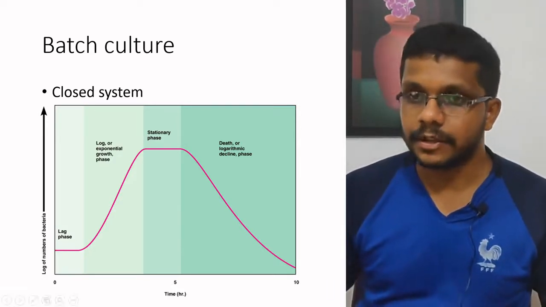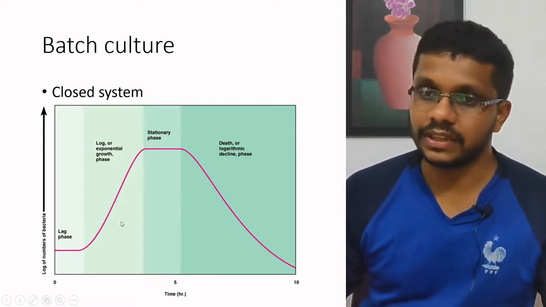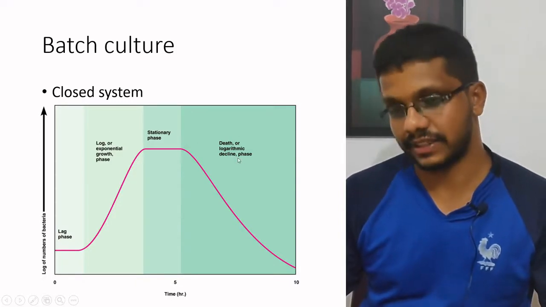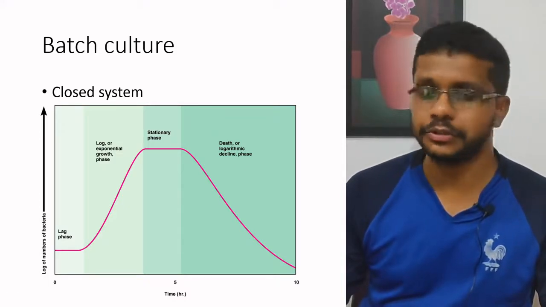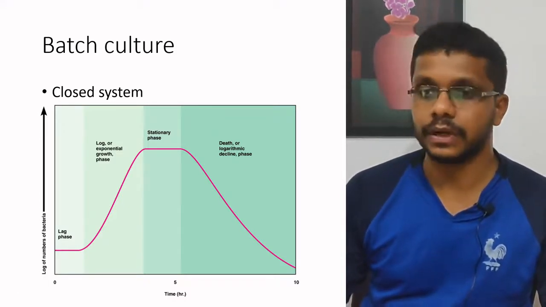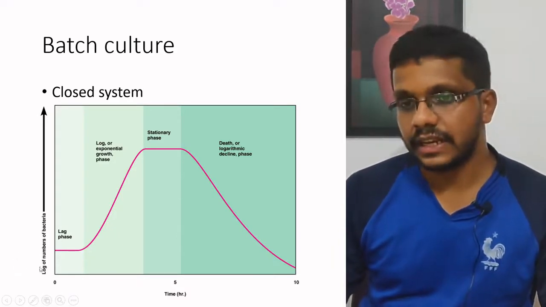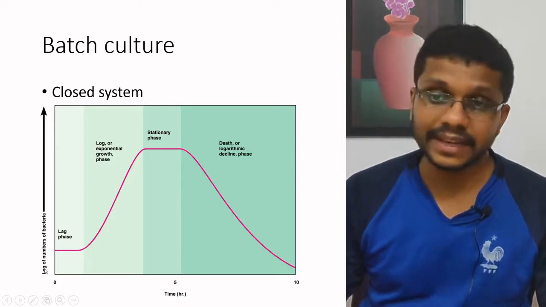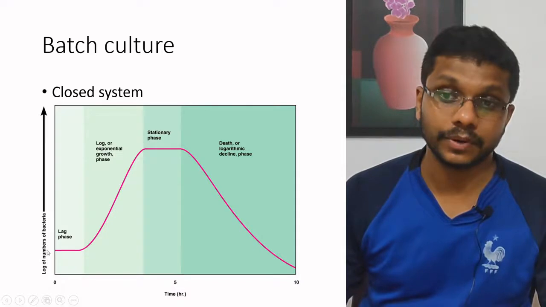In batch culture, microorganisms basically follow typical phases of growth. First, they have the lag phase, then log phase, stationary phase, and death phase. I'm not going to explain the growth curve to you. You already know how a growth curve looks. One thing I want to say is that in a growth curve, the x-axis is time, and the y-axis is log number of bacteria.